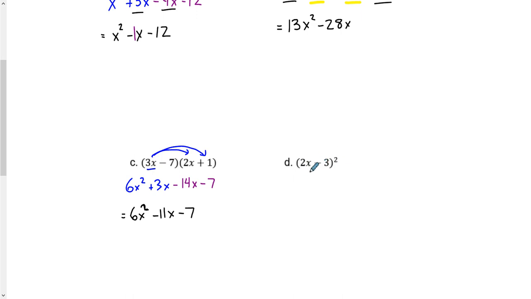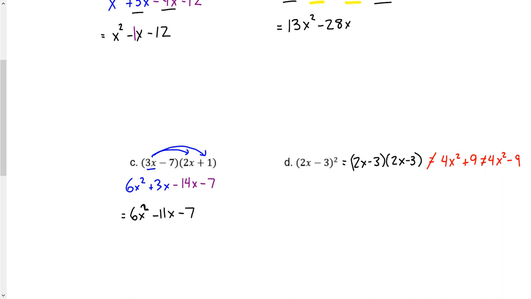Our next one is 2x subtract 3 squared, which means it is 2x subtract 3 multiplied by 2x subtract 3. It does not mean that you just take 2x squared, which would be a 4x squared, and negative 3 squared is positive 9. It also doesn't equal 4x squared subtract 9 because you square the 3. It does not equal those.